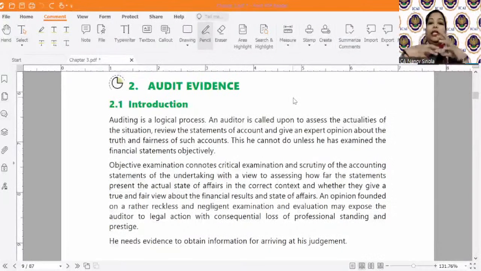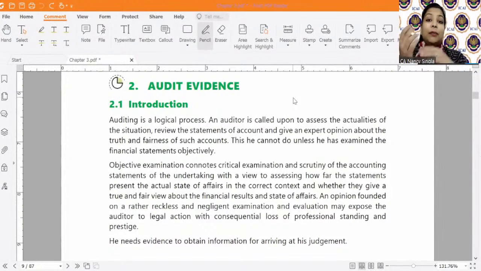Students, try to understand that auditing is a very logical process, right? As auditors, we have to see the actualities of the situation. We need to conduct a critical examination of the financial statements, and an objective analysis. What is objective? Unbiased analysis of the financial statements, right? If I as an auditor want to say that the financial statements reflect a true and fair view, that needs to be based on some proof, some audit evidence. In the same way, if I want to say that the financial statements do not reflect a true and fair view, that is also to be based upon what?